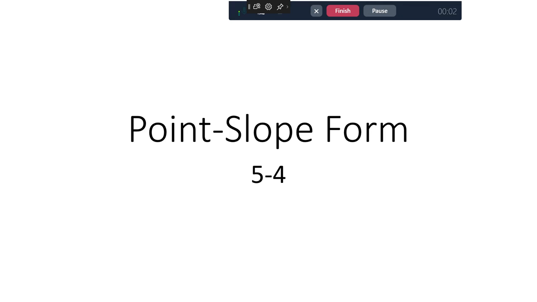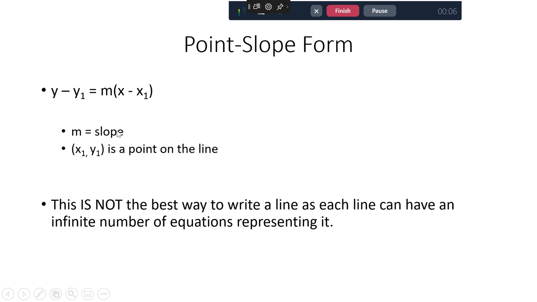So there are two pieces of information that you need for point slope form. You literally need a point and you need slope. So we are going to be replacing y1 with a y value, replacing m with our slope, and replacing x1 with our x value.